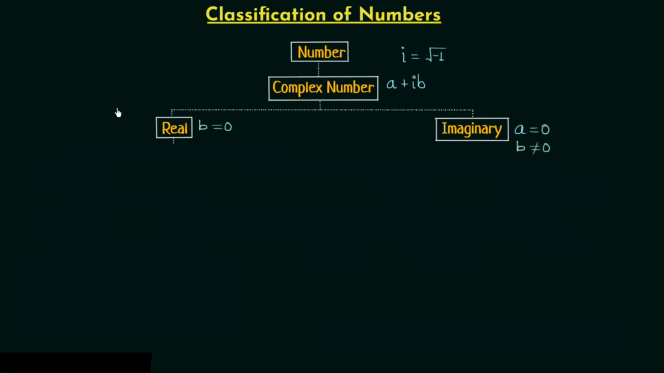Now we will focus on the real numbers. Real numbers can be classified into two types, rational and irrational, and these two types are very important. So what are rational numbers?